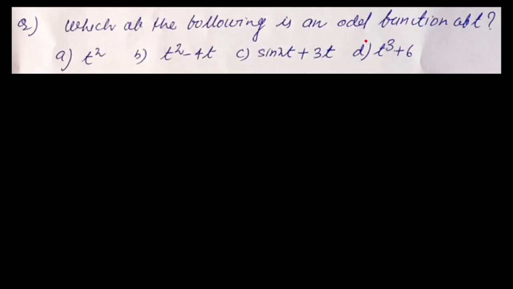Which of the following functions is an odd function? So clearly this function is an even function. What is the definition of an odd function? f of minus t should be equal to minus f of t. So this function is neither odd nor even. This is also neither even nor odd.